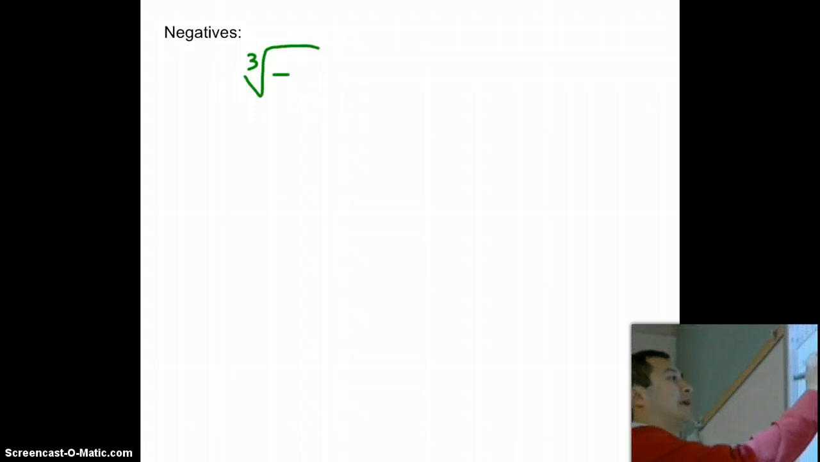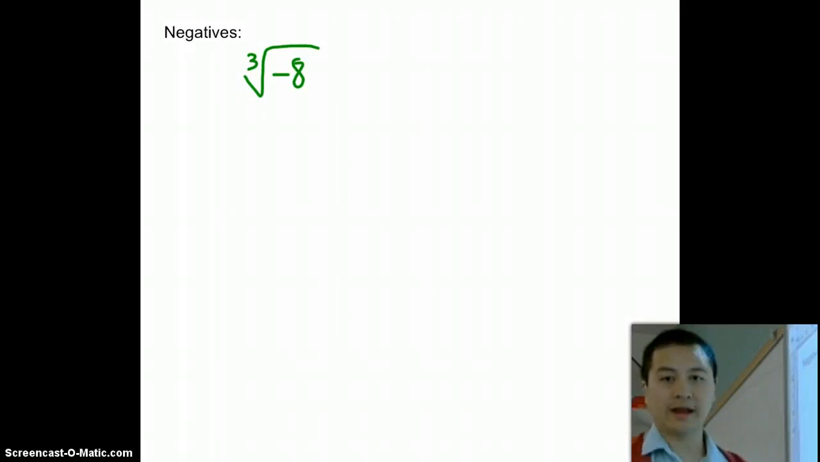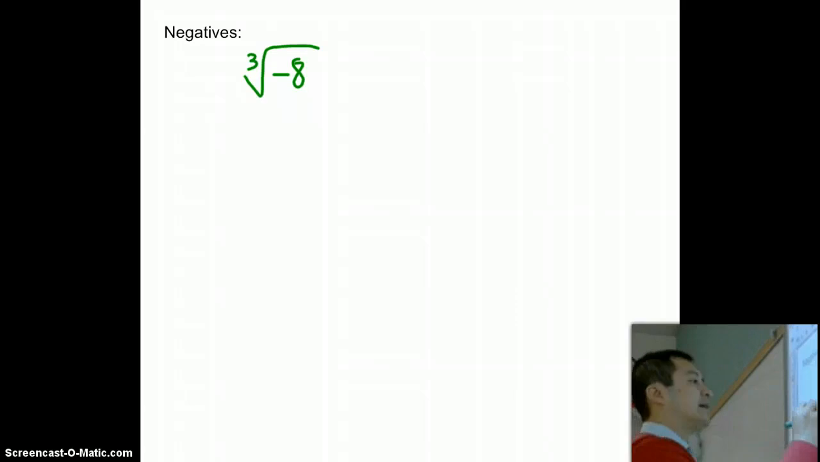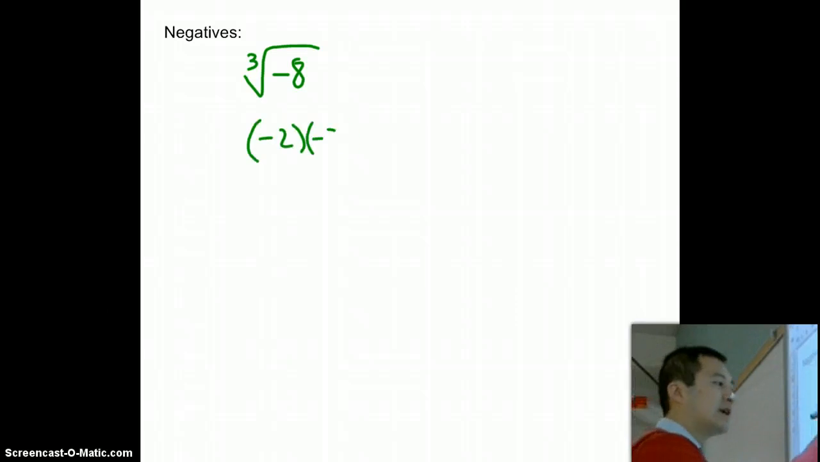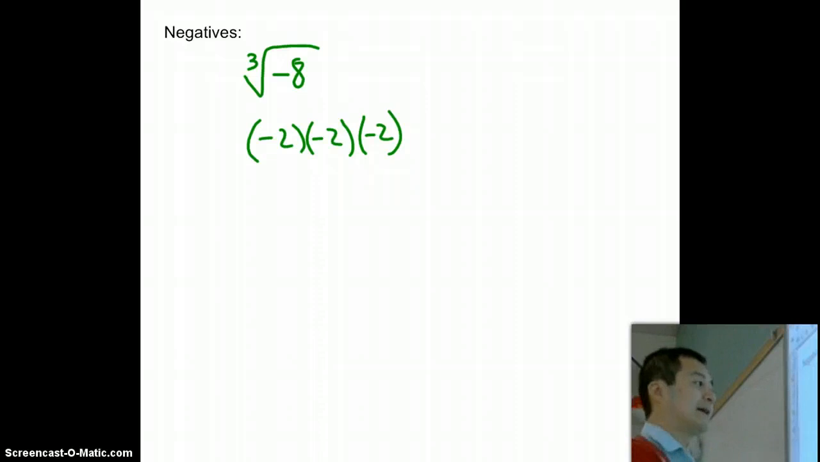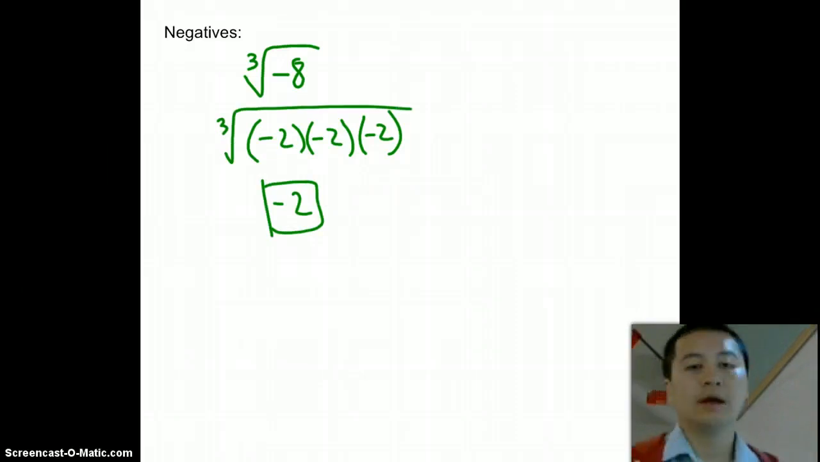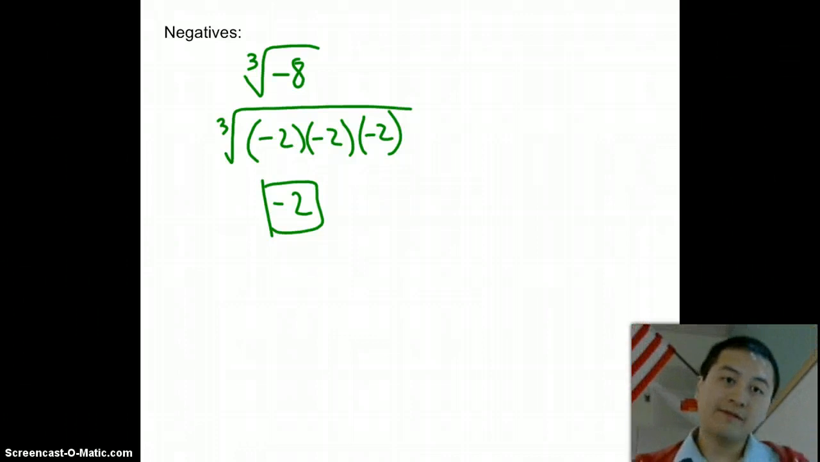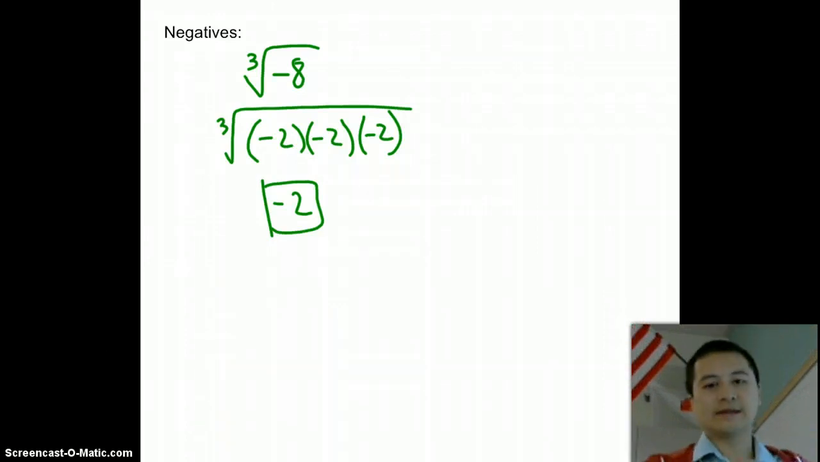Can you have a cube root of a negative number? Yes, you can have odd roots of negative numbers. What 3 numbers multiply to be negative 8? Negative 2 times negative 2 times negative 2 is going to be negative 8. Therefore, the answer is negative 2. So when you have odd roots, you can have negative. When you have even roots, you cannot have negative. We're just going to say no solution for even roots.